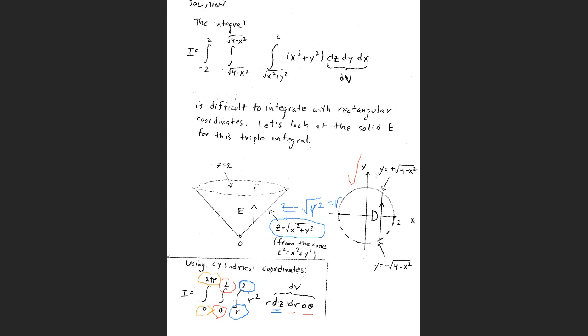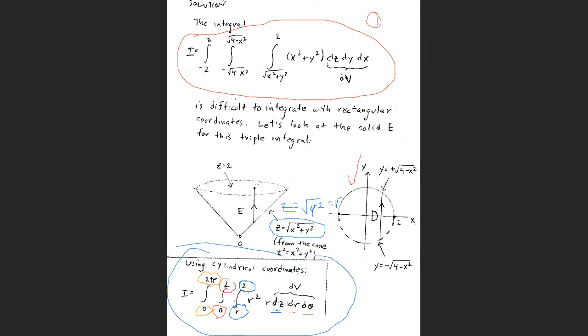So let me ask you, between the two triple integrals here, the first triple integral is with respect to rectangular coordinates. The second triple integral is with respect to cylindrical coordinates. Which looks easier to do? Triple integral 1 with respect to rectangular coordinates, or triple integral 2 with respect to cylindrical coordinates? Which looks easier? The second one. Very good, Charles.